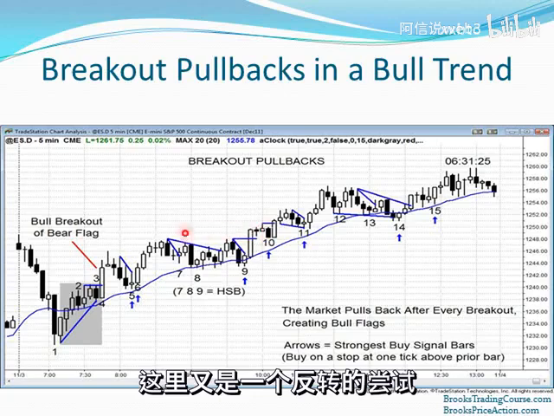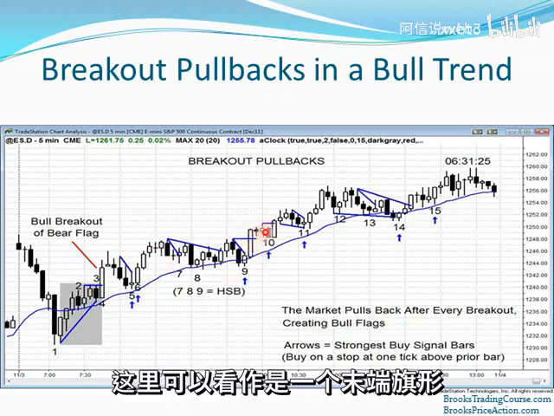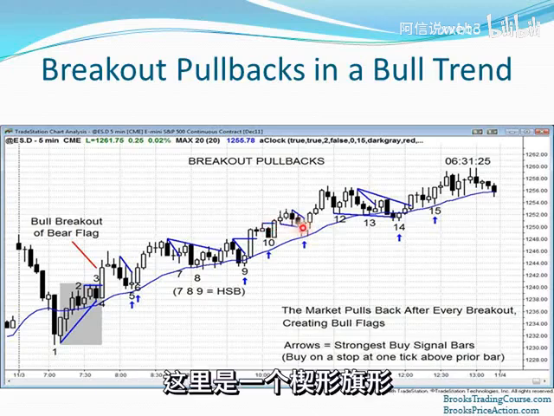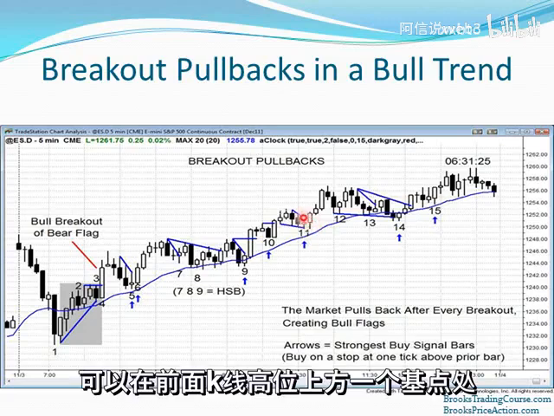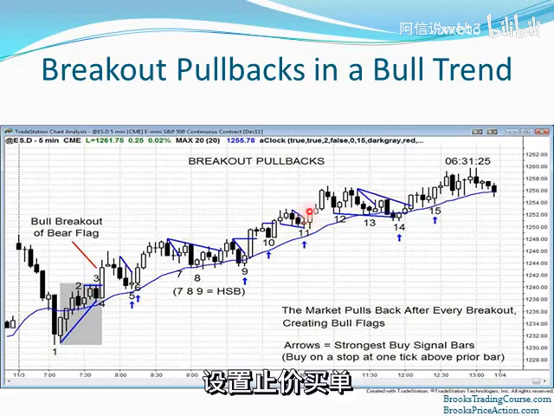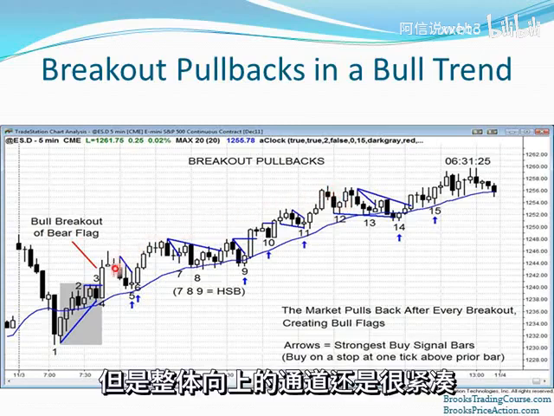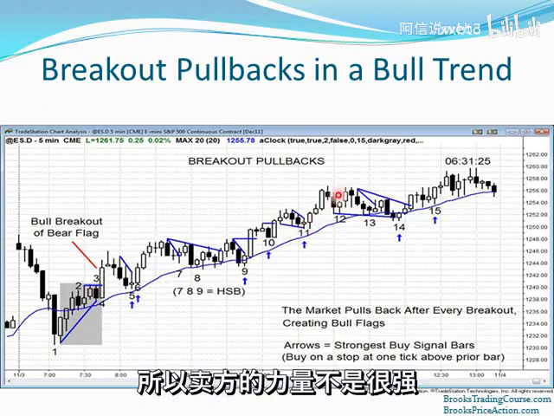Another attempt to reverse, possible final flag, not a strong reversal. Traders will buy above the high of the attempt to reverse. A little wedge bull flag, a little pennant. They'll place a buy stop 1 tick above the high of the prior bar and get long again. Here's a better looking attempt by the bears to create a reversal, but the channel up is still very tight, not much prior bear strength.